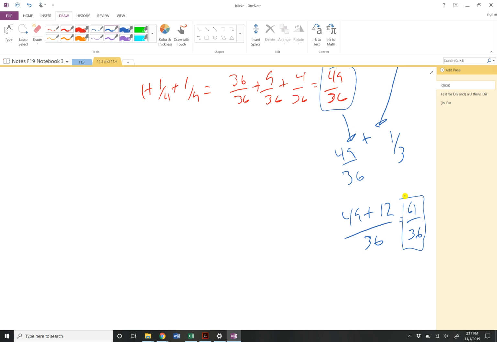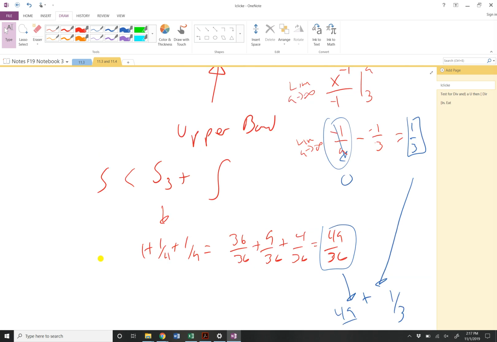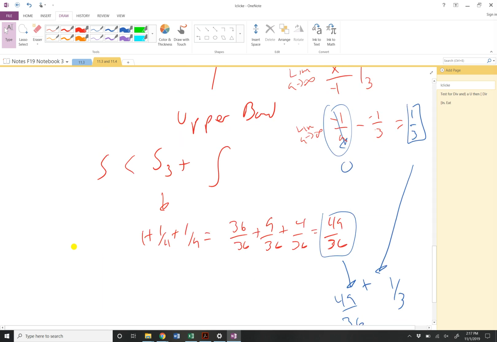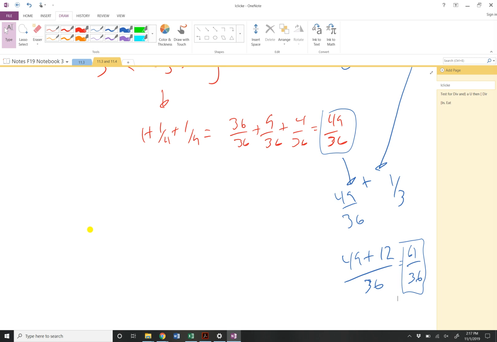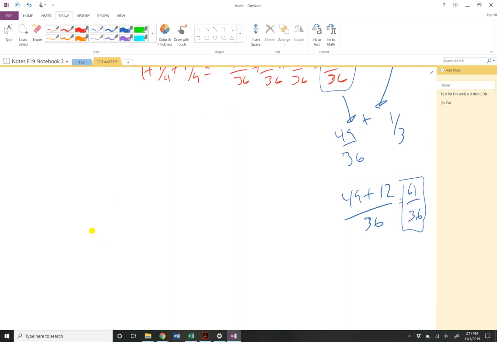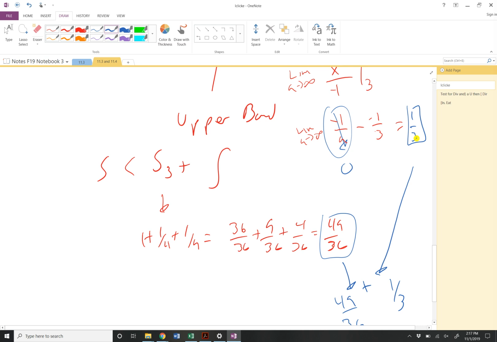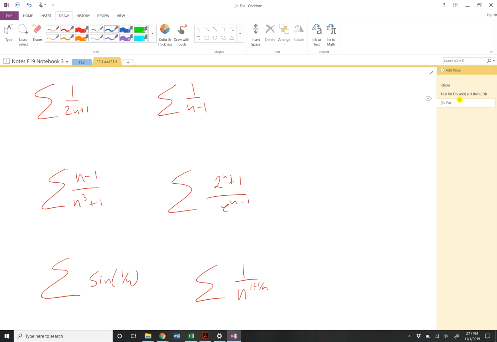We could find the integral from 4 to infinity, add it to our 49/36. That would give us a lower bound. So yeah, here you're going to have 1/4 instead of 1/3. So you've already done all the hard work for that. Okay. But let's move on. Okay.